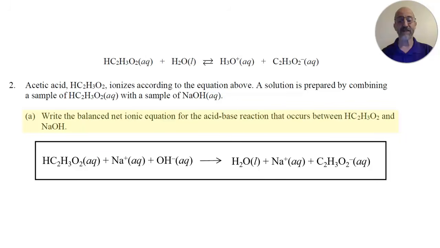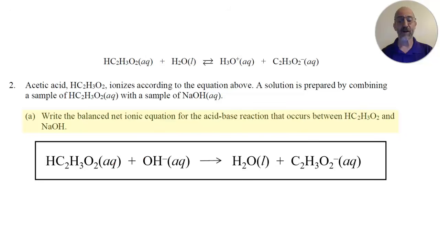Aha, there's that spectator ion that I mentioned. So on the left side of the equation, we have Na+. On the right side of the equation, we have Na+. And now what remains after I cross off the spectator ions is the net ionic equation.